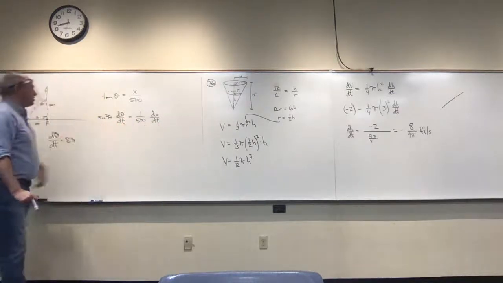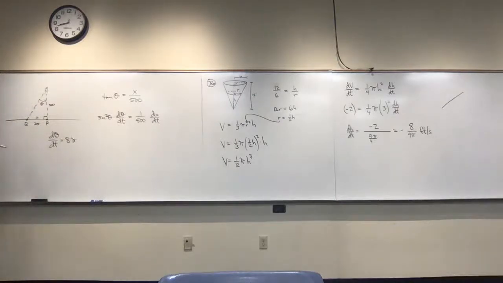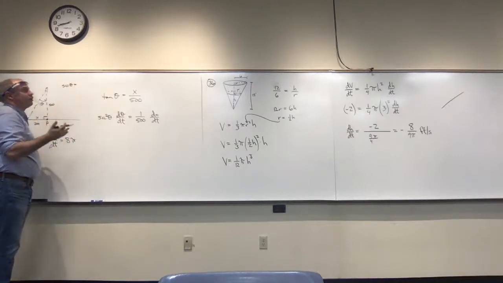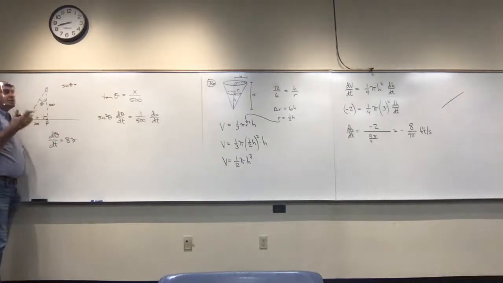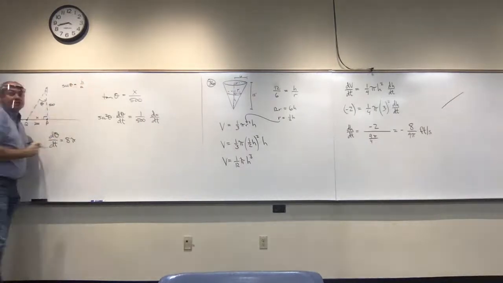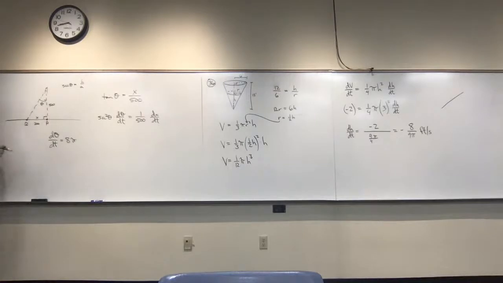So I really just need to know what's secant of theta. What is secant of theta in general? Secant theta is 1 over cosine theta. Cosine is the adjacent over the hypotenuse. So secant is the hypotenuse over the adjacent. What is the adjacent side of this triangle?